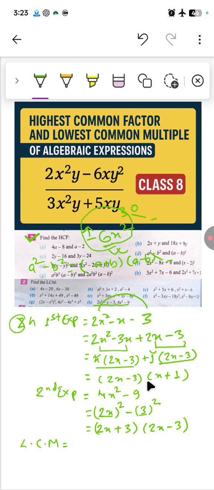Okay, between the first expression, this is the product form, and the second expression, the product form, what is common? 2x minus 3. 2x minus 3 is common. Let us take that. After that, see for other common terms: no other common terms. Then the remaining factors we can write, that is x plus 1, and in the second expression's product form, we have 2x plus 3. This is going to be our LCM for the given expressions 2x square minus x minus 3 and 4x square minus 9.